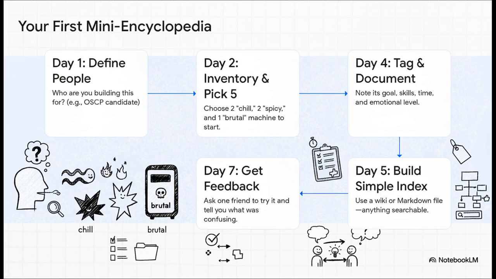Day 1, figure out your why. Day 2, look at what you've got and just pick 5 machines, a couple of chill ones, a couple spicy, and one brutal one to challenge you. By day 4, you're tagging and documenting them. Day 5, build a super simple index, a wiki, a markdown file, anything searchable works. And then on day 7, the most important step, share it. Ask a friend to try it out and tell you what's confusing. That's it. You can totally do this in a week.